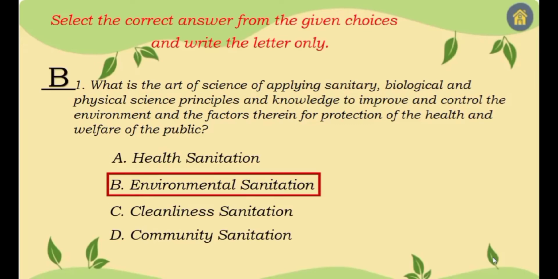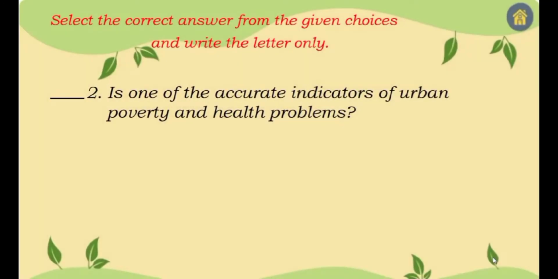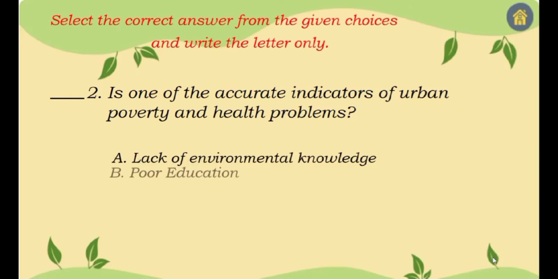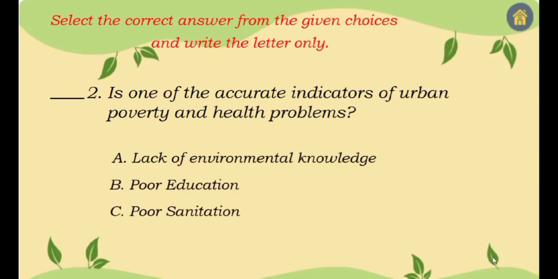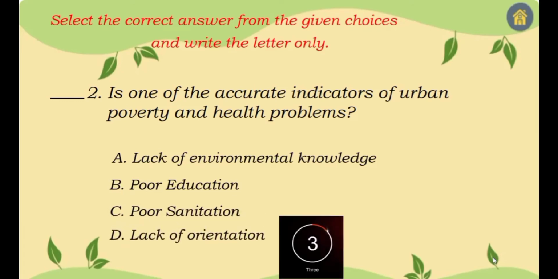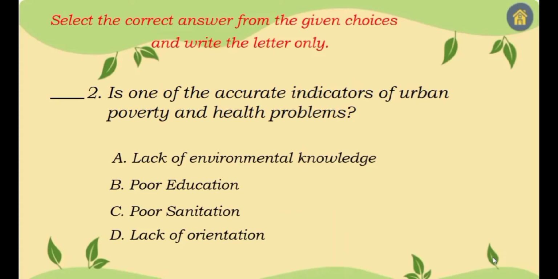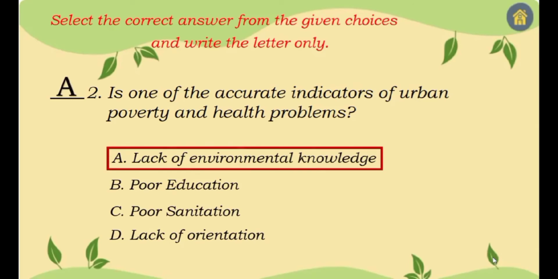Environmental sanitation. Number 2 is one of the accurate indicators of urban poverty and health problems. Letter A. Lack of environmental knowledge. Letter B. Poor education. Letter C. Poor sanitation. And letter D. Lack of orientation. And the correct answer is letter A. Lack of environmental knowledge.